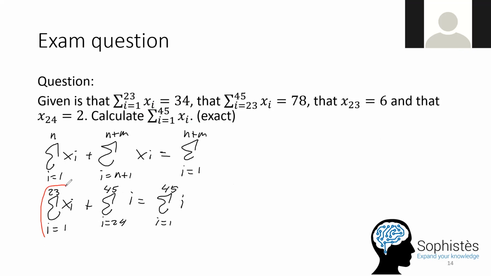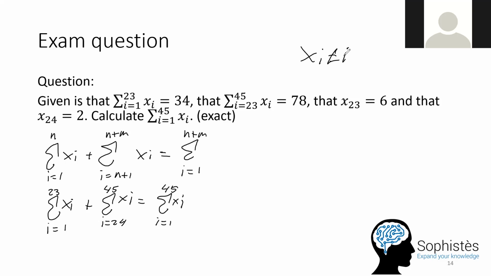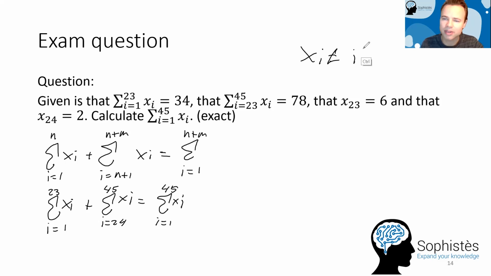I thought we had to do like 1 + 2 + 3 + 4 + 5 + 6 + 7. No, that's not possible. Because the xi can be anything. We don't know what xi is. It doesn't necessarily have to be i. So if it was i, then you could do 1 + 2 + 3, but now it can be anything. Maybe it's i squared or whatever. So we don't know what xi is.